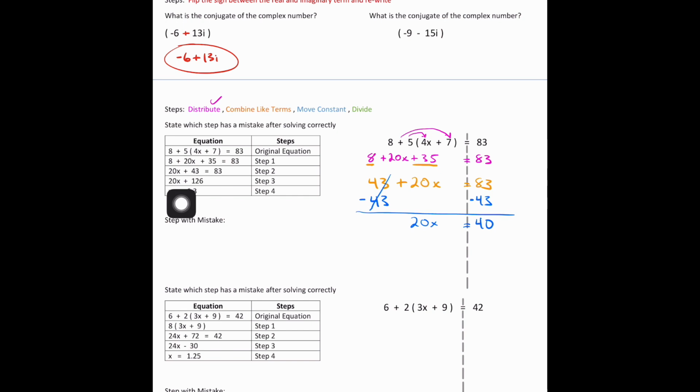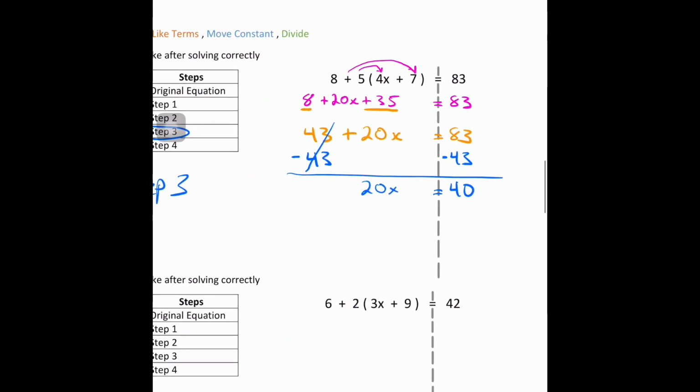20x equals 40. Ooh, they have 20x plus 126. I see where they went wrong. They added 43 to both sides, and 83 plus 43 would have been 126. So their error comes in step 3. So step with mistake, step 3. All right. Now, let's just finish it off ourselves. We will divide each side by the coefficient of x, which is 20, and x equals 2.